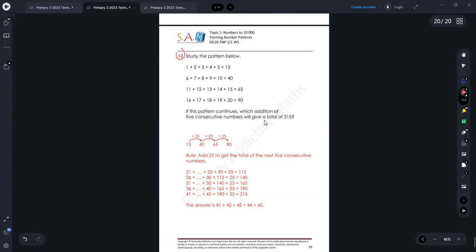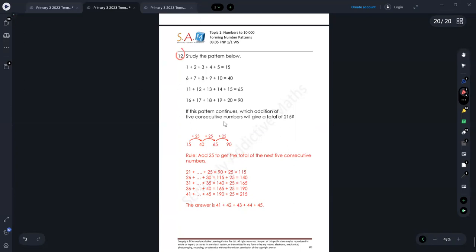Study a pattern below. If this pattern continues, which addition of 5 consecutive numbers will give a total of 215? Okay, so quite interesting here. So add 25 to get the total to the next 5 consecutive numbers, right? So then they will know that the next answer will be, yeah, right, we go this way here, 21, right, 26. Right, so they'll know that the pattern is always plus 15, right? Sorry, see here, plus 15, add 25 to get the total. Yeah, it's always at 25.